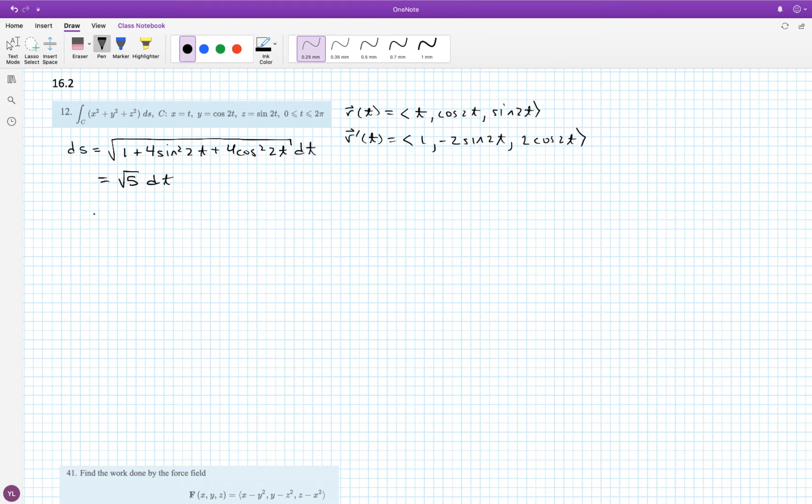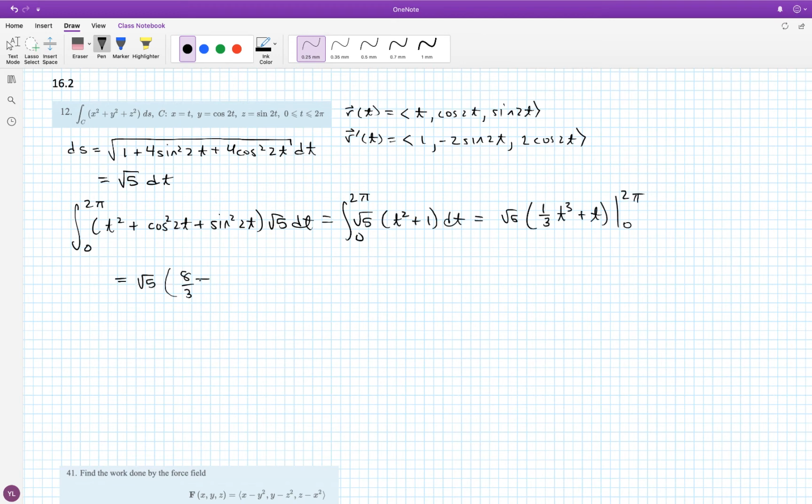Okay, now I can set up my integral. x squared is t squared, y squared, and z squared. I have another cosine squared plus sine squared. Okay, and there you go.